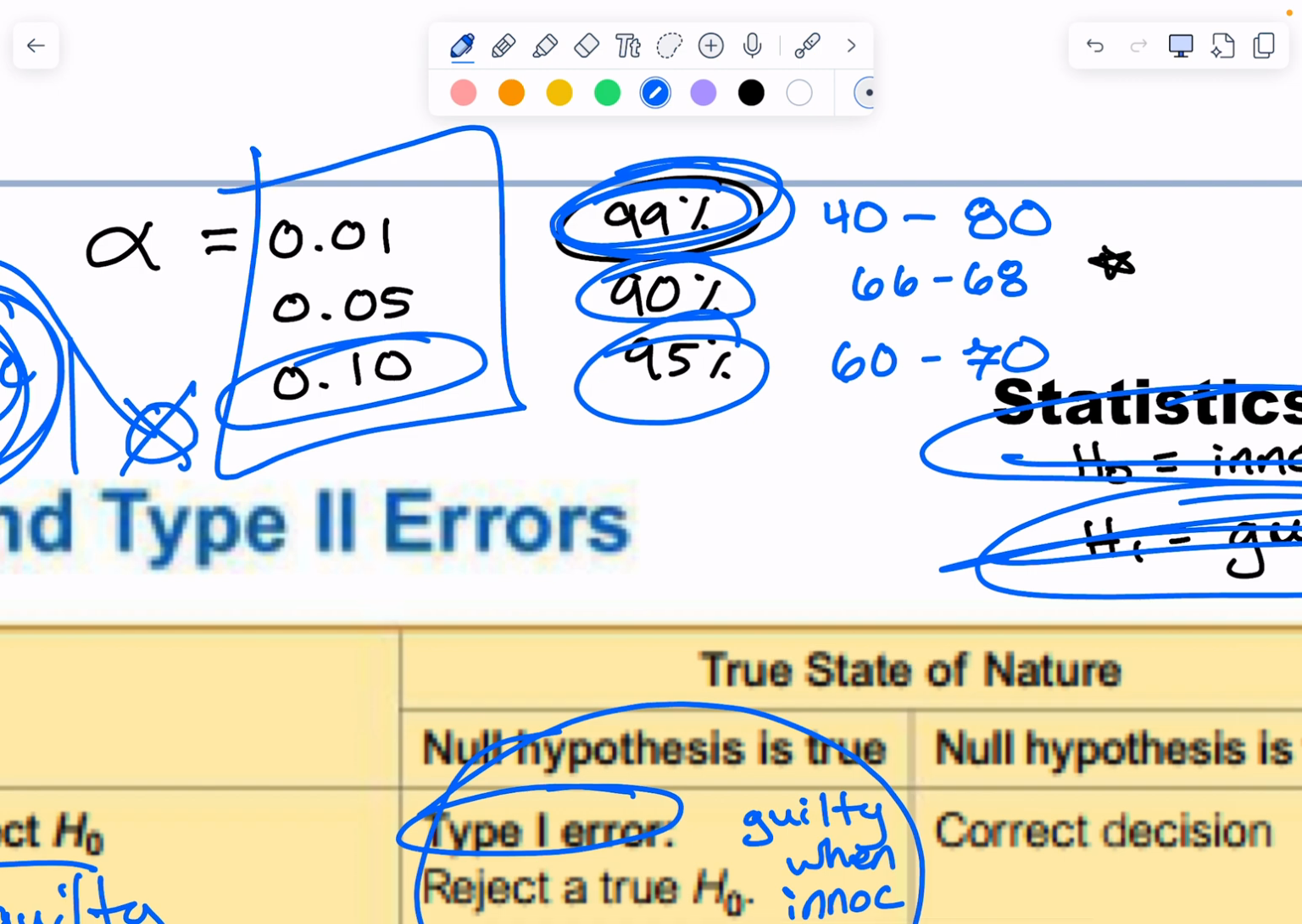So if any of you were wondering where they come up with which significance level they choose, it depends on which error they're more okay with having. Anyway, that was a big old tangent.